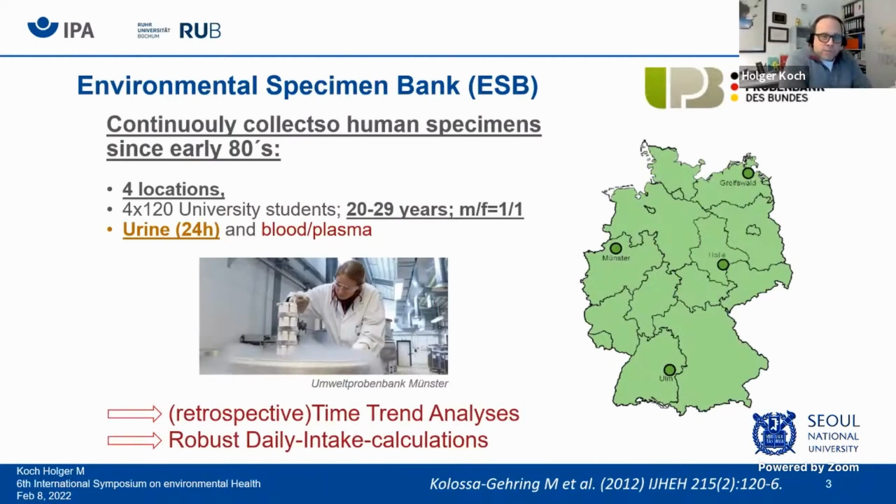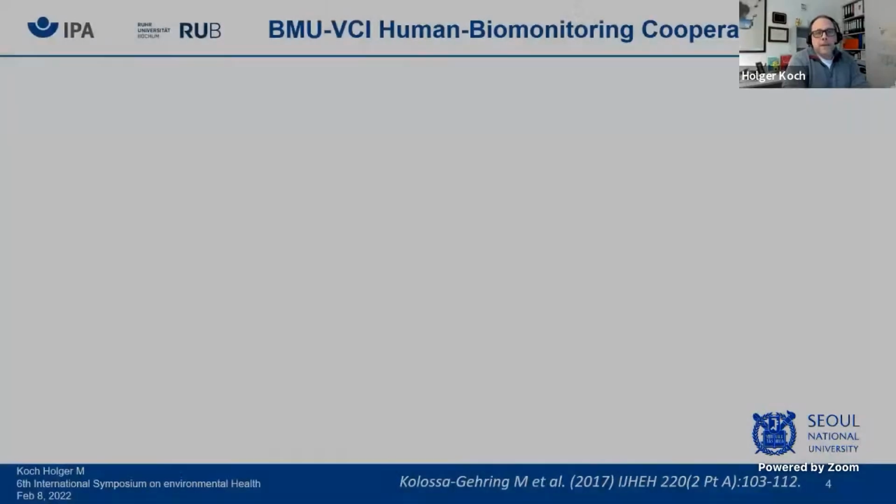And the beauty with these samples is you can also perform a retrospective time trend analysis, because you have these very old samples and you can apply new methods on them to measure exposures in the past. And because they are 24-hour urine samples, you can perform very robust daily intake calculations and a robust risk assessment.